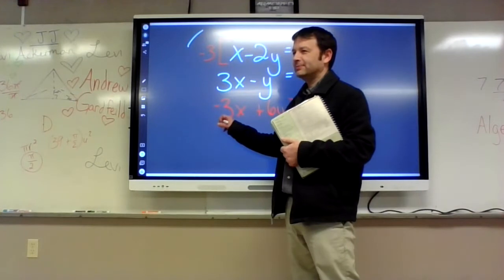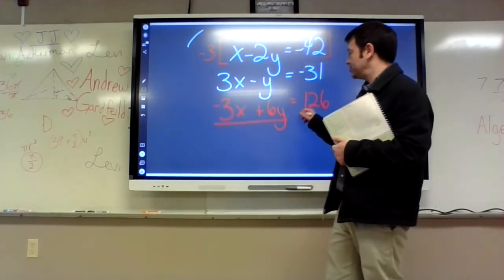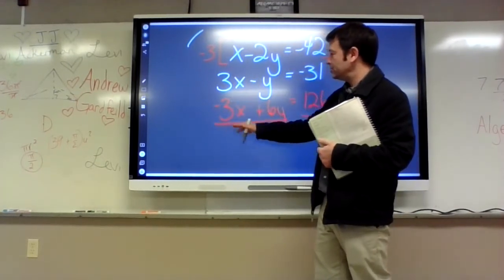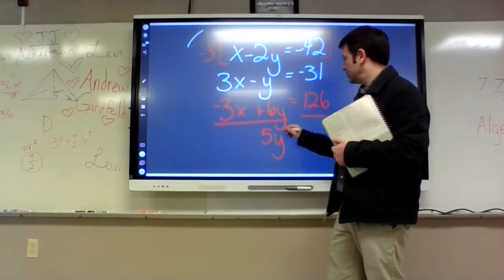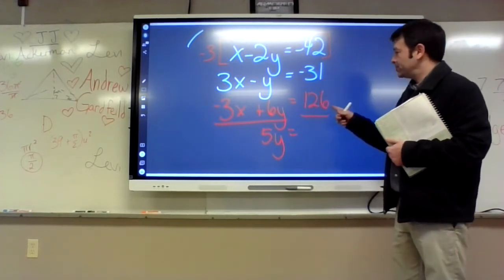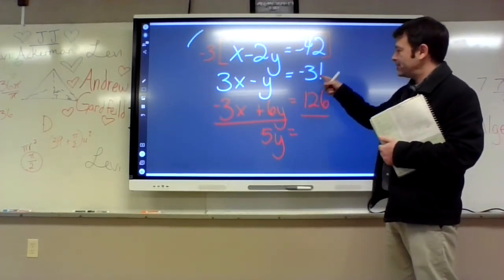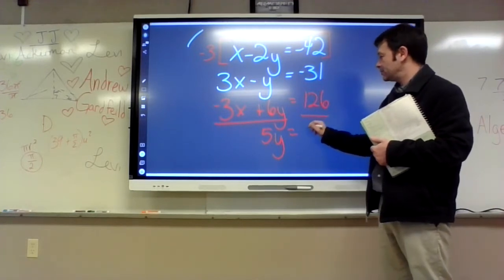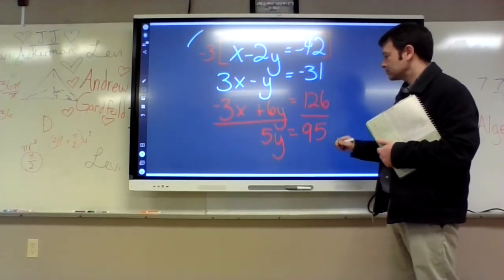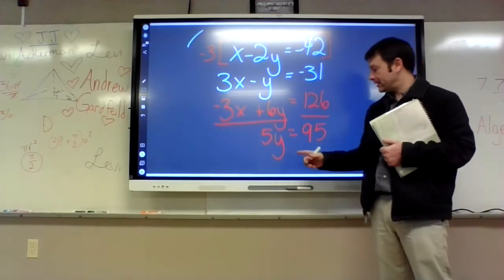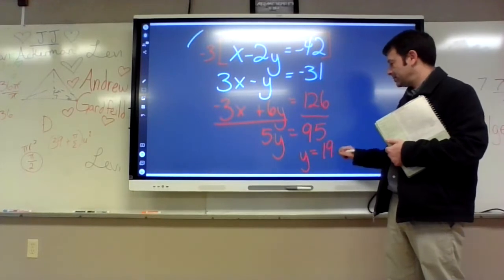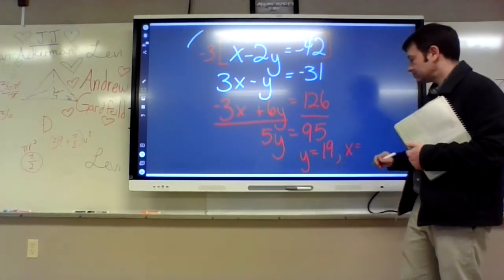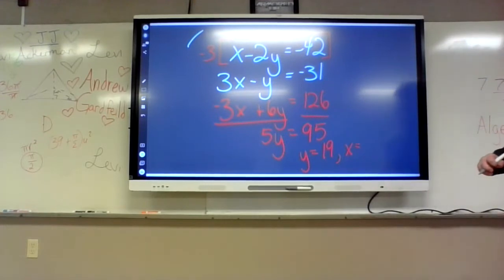Okay, then we're adding the two lines together. The x's go away. -1 plus 6y. -31 plus 126, the same thing as 126 minus 31. I believe that's 95, is it not? How many times does 5 go into 95? 19.